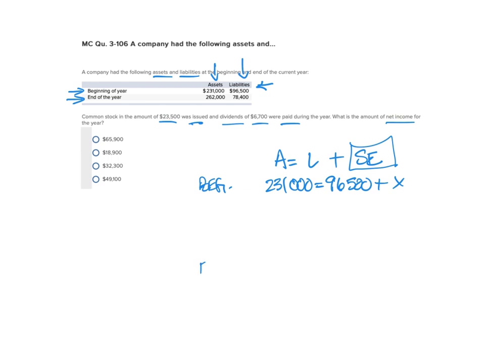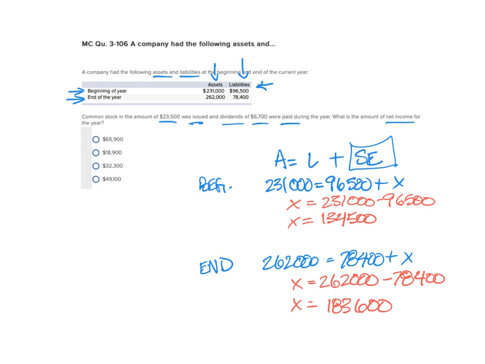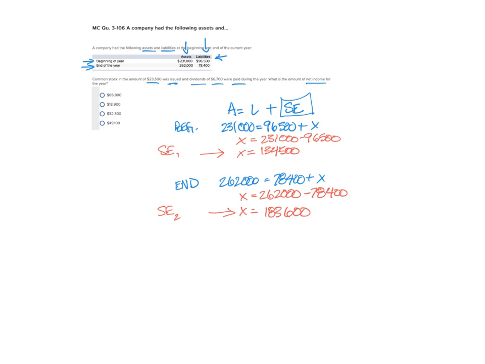And the end of the year, we're going to solve for X here in a minute, but the end of the year had 262 in assets equal to 78.4 in liabilities plus X. And we'll go ahead and solve. And we calculate the stockholders' equity at the beginning of the year. So this is stockholders' equity at the beginning of the year was 134,500, and stockholders' equity at the end of the year was 183,600.